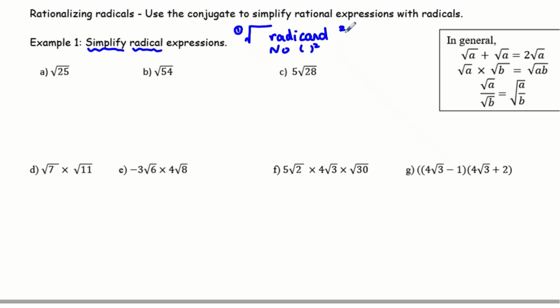And the second one, there's no like terms. What do like terms mean for radicals? It means you have the same radical sign, and the number, the radicand, is the same. Then we call them like terms. So simplify the first one, square root 25.